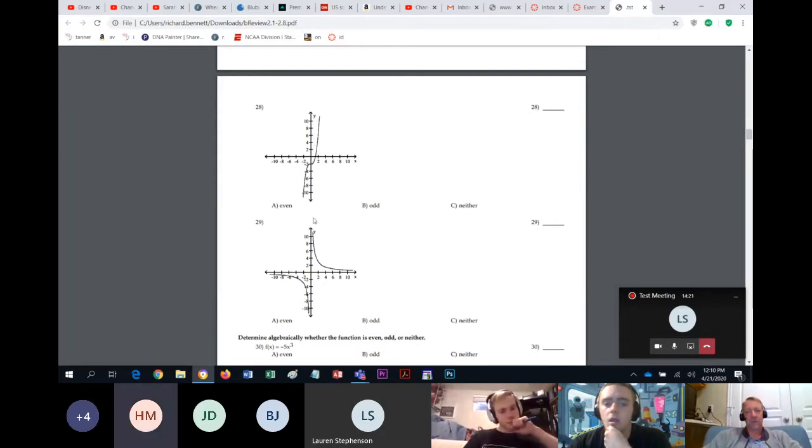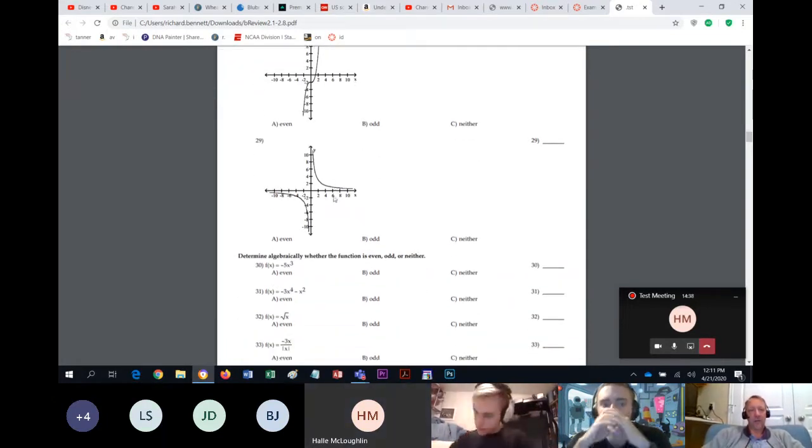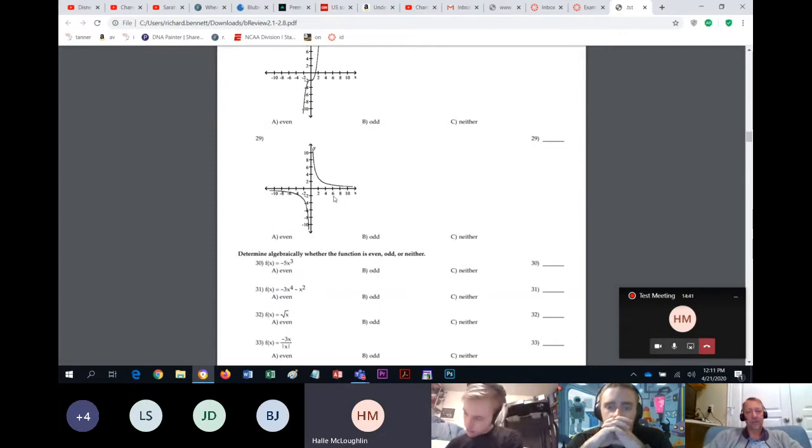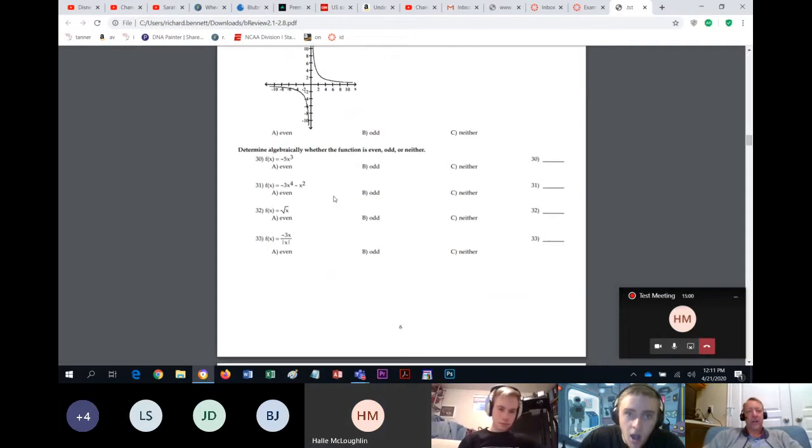It's not symmetric about the y either? It's not symmetric about the y, because if it was symmetric about the y, it would have to either go back up like this or down like this. So it's neither. How about 29? That one is odd. Okay. All right, and then we say determine it algebraically.